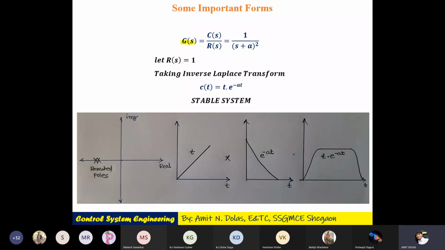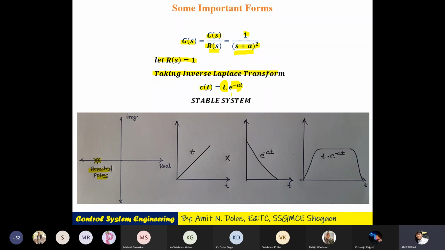Then a transfer function C of s upon R of s is 1 upon s plus a whole square. Let's derive it. R of s is equal to 1 for the impulse response. Taking inverse Laplace transform, it will be what? t into e raised to power minus at. We know how to plot both these functions. So I have two repeated poles on the real axis, that is s plus a into s plus a, that is s plus a square. So these are the repeated poles at minus a.